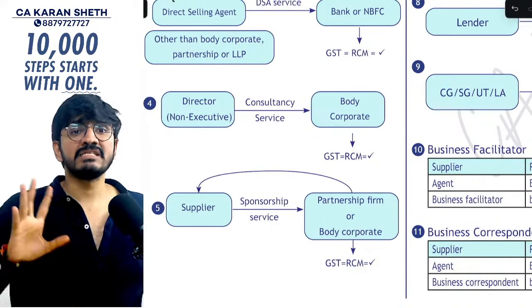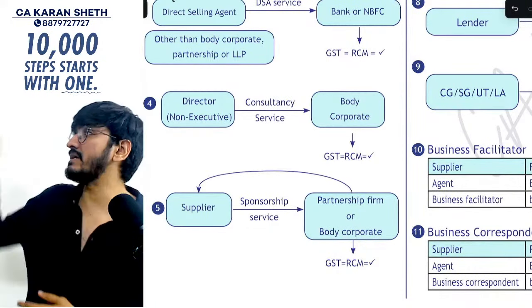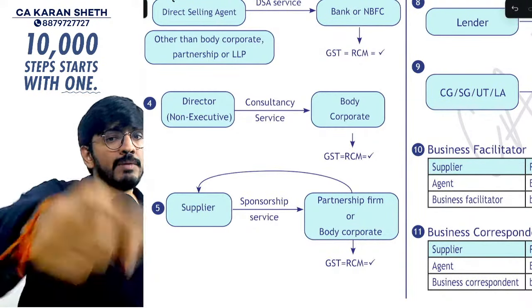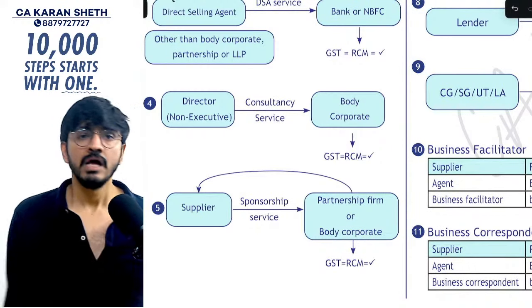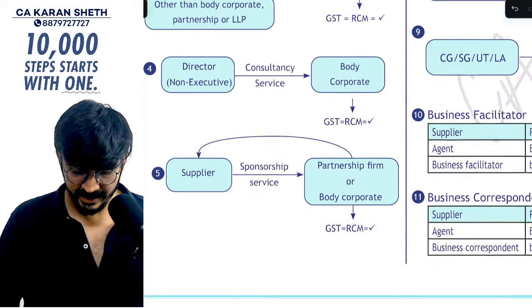But since suppliers are many, recipient is one. Recipient will pay tax as per RCM, the body corporate. Is that very clear, my dear friends? Yes, sir. Okay. Next.